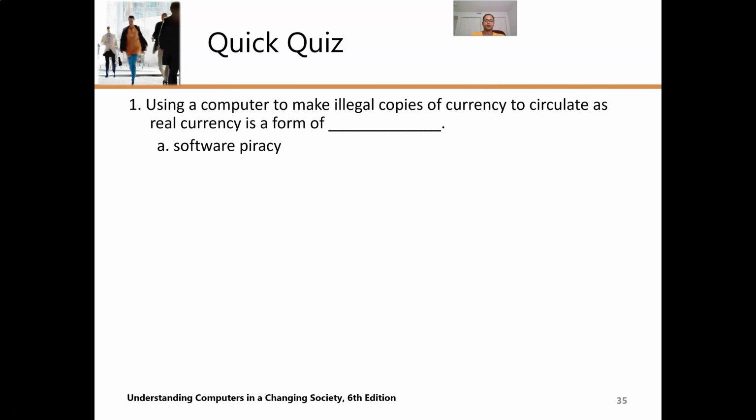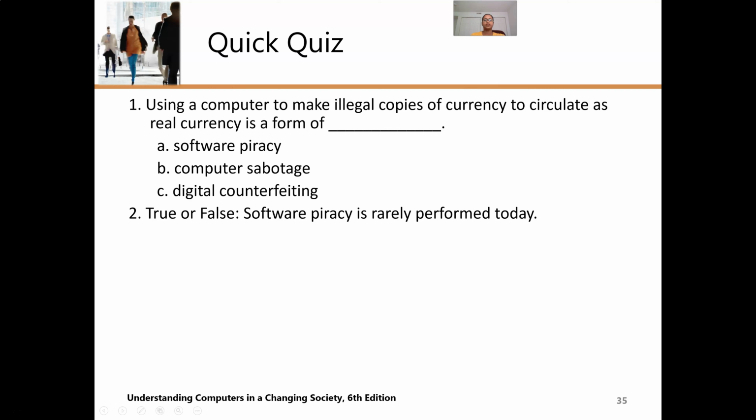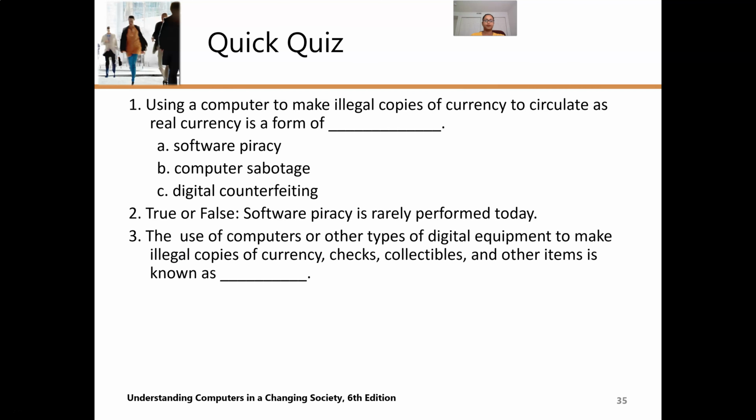Time for a quiz now. Using a computer to make illegal copies of currency to circulate as real currency is a form of, is it software piracy, is it computer sabotaging, or is it digital counterfeiting? True or false? Software piracy is rarely performed today. The use of computers and other types of digital equipment to make illegal copies of currencies, checks, collectibles, and other items is known as blank. If you see, these two are kind of interrelated. I hope you're ready with the answers.